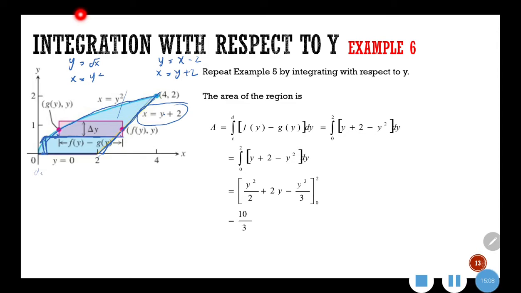So maknanya dia punya line here now is f(y) minus g(y). Okay, f(y) minus g(y). Yang paling kanan, okay, dia punya kanan adalah y plus 2, minus yang kiri adalah x equals to y square. So y plus 2 minus y square. And then the width of your rectangle now is dy.